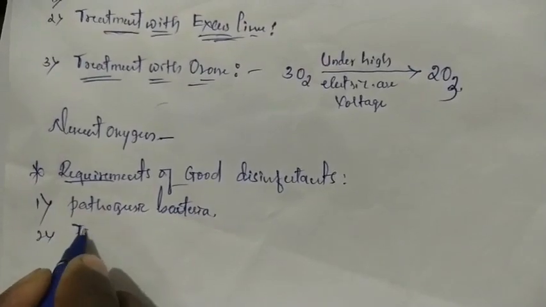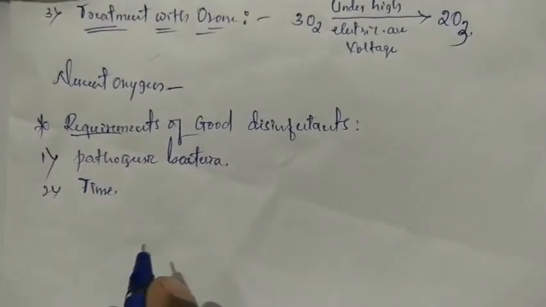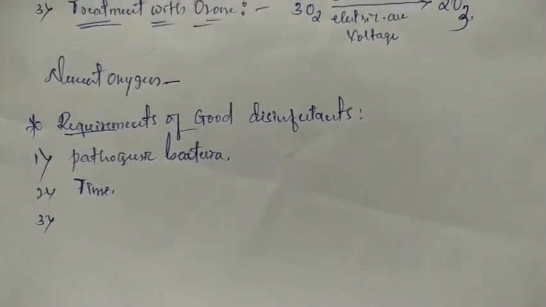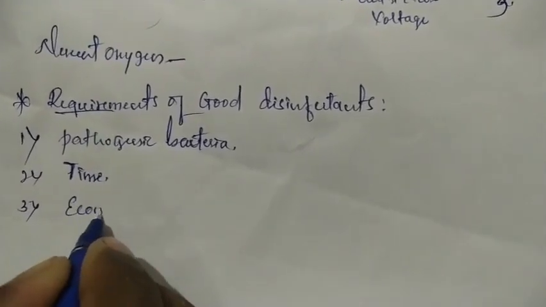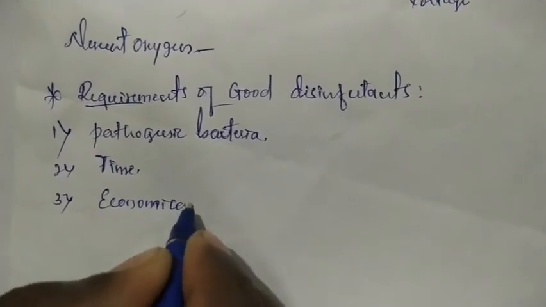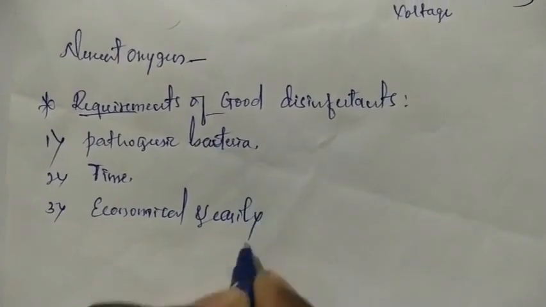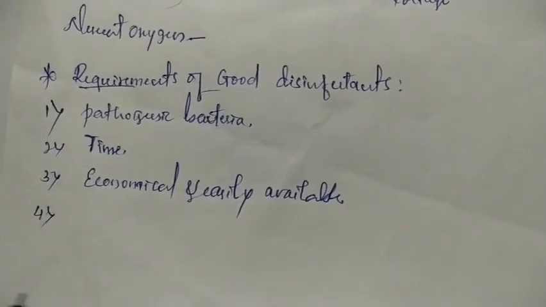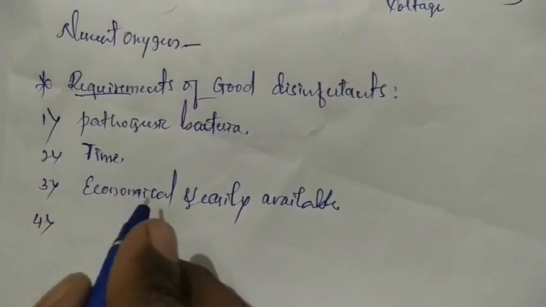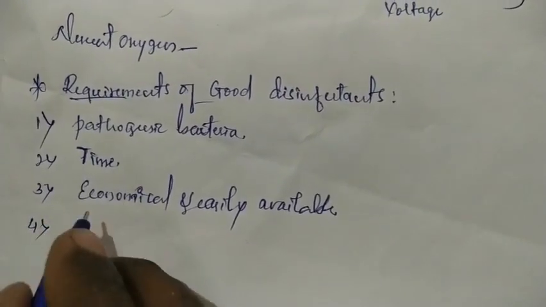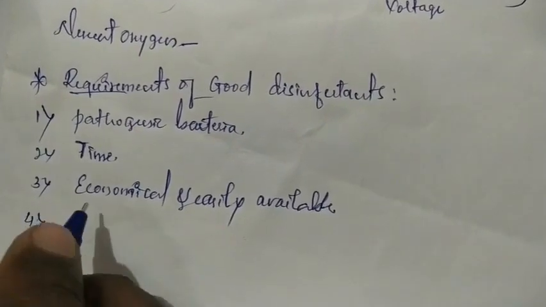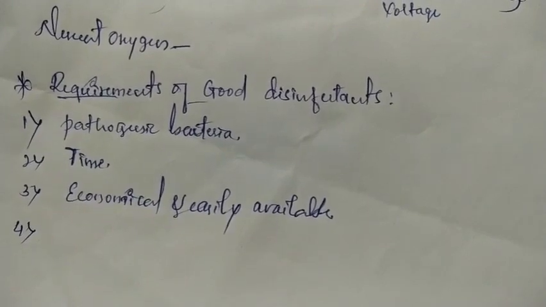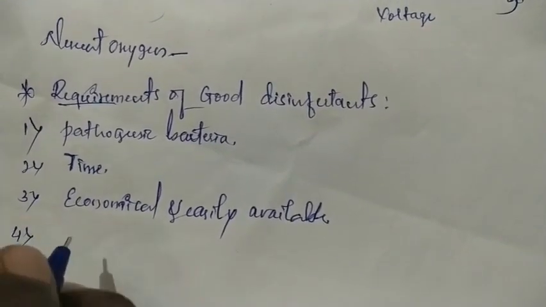So time consumption is important while choosing a good disinfectant. Third, it should be economical and easily available. Fourth, it should not require high skill for its application, meaning we can easily use that type of disinfectant so that effective disinfection of the water takes place. That type of disinfectant should be chosen for the treatment of the water sample.